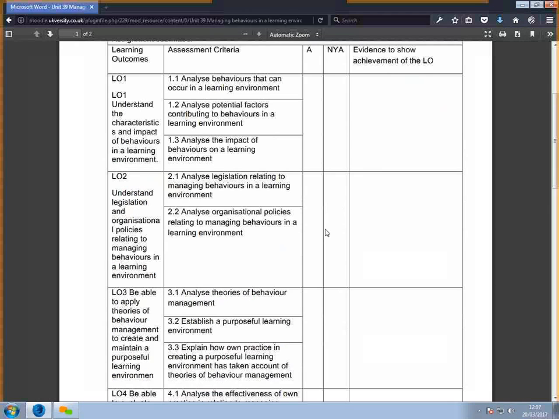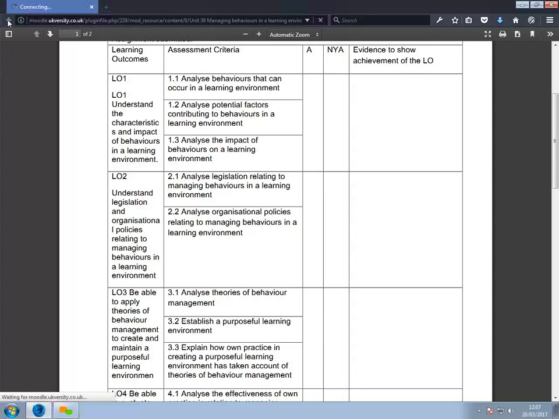The second part of this is analyse legislation related to managing behaviour in a learning environment, and look at analysing the organisational policies related to managing behaviours in a learning environment. A number of things in there are important that we're going to go over as I move on from here and go on to the actual material we've got to read and add to what you already have with regard to this Unit 1.